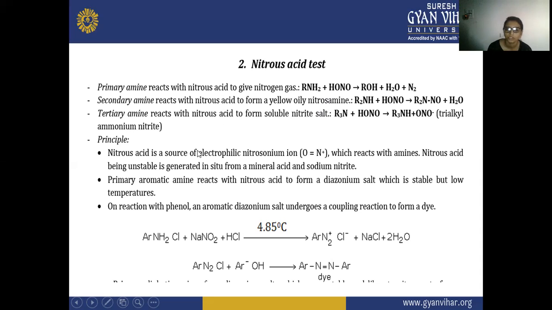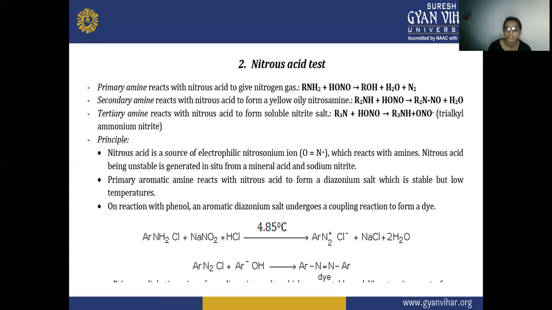Next is your principle. In this, the nitrous acid is a source of the electrophilic nitrosonium ion, which reacts with the amine, and the nitrous acid, being unstable, is generated in situ from a mineral acid and sodium nitrite. The primary aromatic amine reacts with this nitrous acid, and there is a formation of a diazonium salt that is stable at low temperature. On reaction with phenol, the aromatic diazonium salt undergoes a coupling reaction, and there is a formation of a dye.